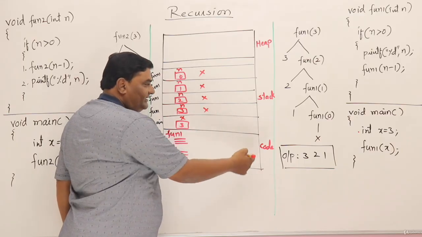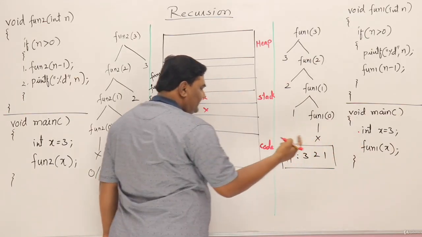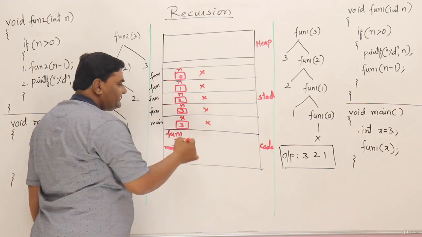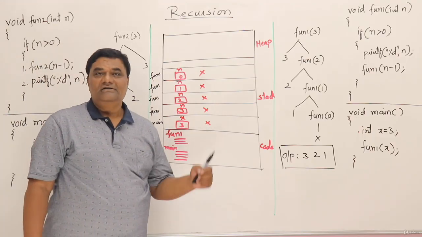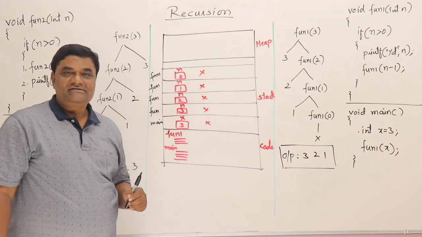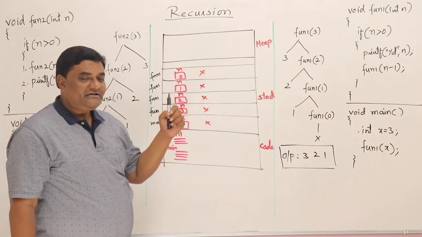Then it comes back to main. Inside main, after fun1, there is nothing remaining, so this also ends. So all these activation records end one by one. This is how the stack is created and utilized in recursion.